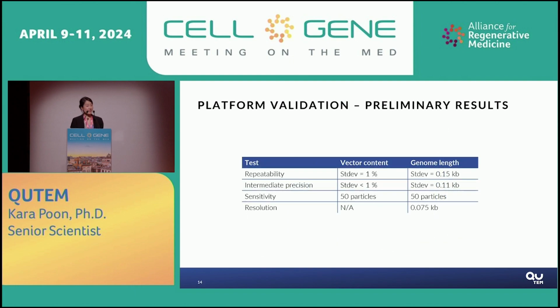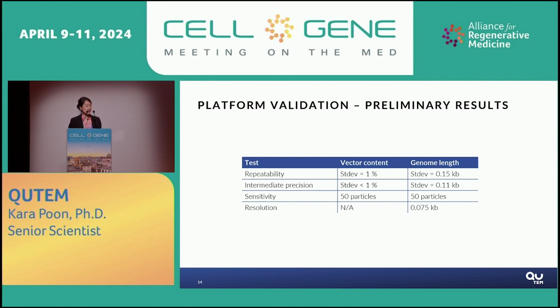This method has now also been going under a platform validation, and I'm happy to share some of our preliminary results with you today. For the repeatability and the intermediate precision, we have quite a low standard deviation of less than or equal to 1% for determining the vector content, and by that I mean the percentage of empty, partially filled, and filled particles. And for genome length, we have a standard deviation of between 110 and 150 bases.